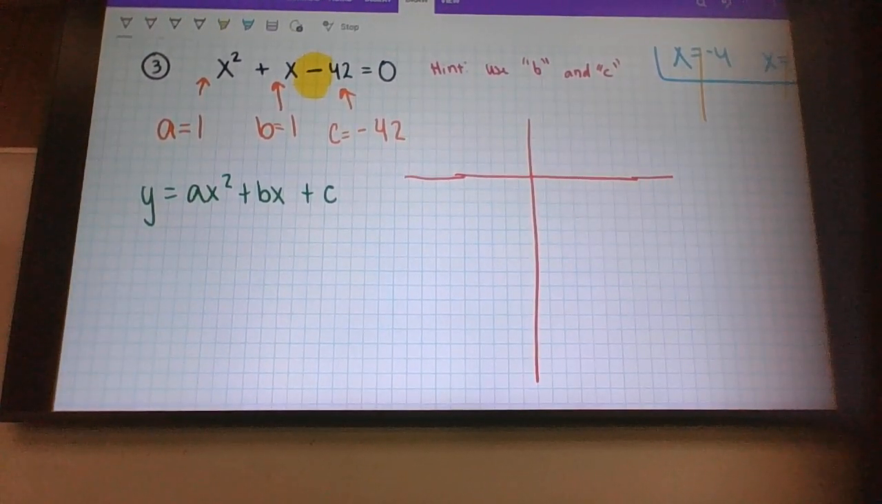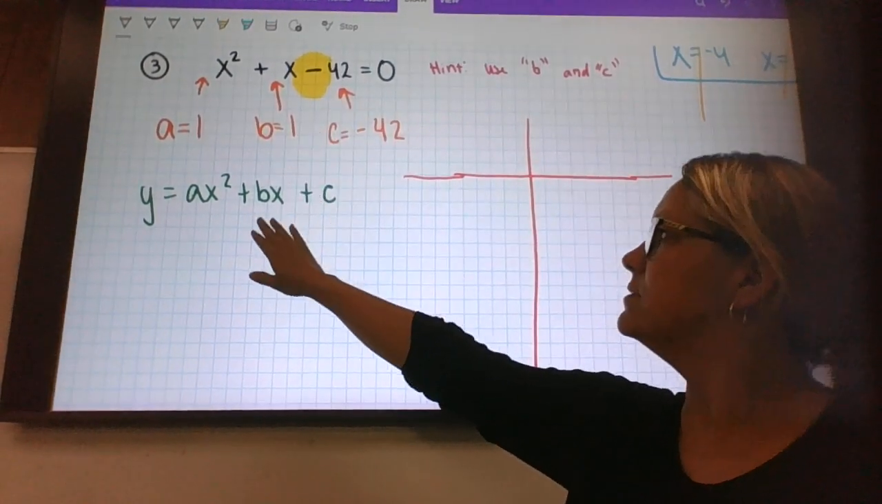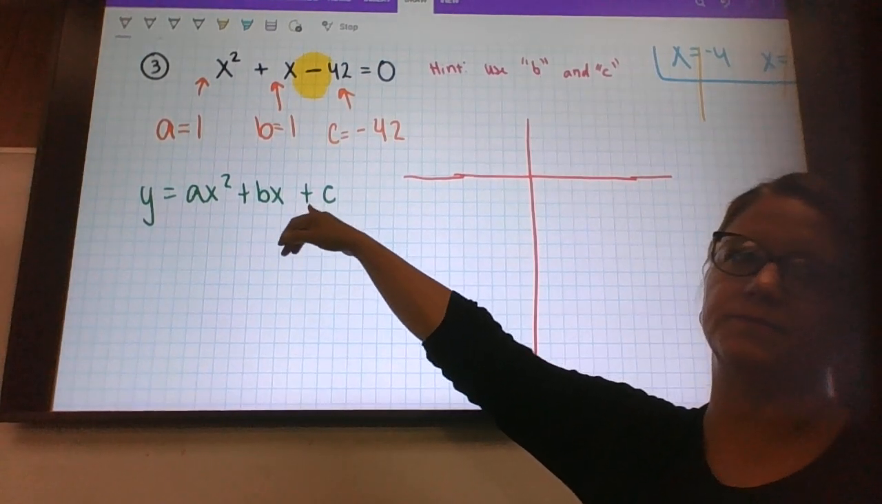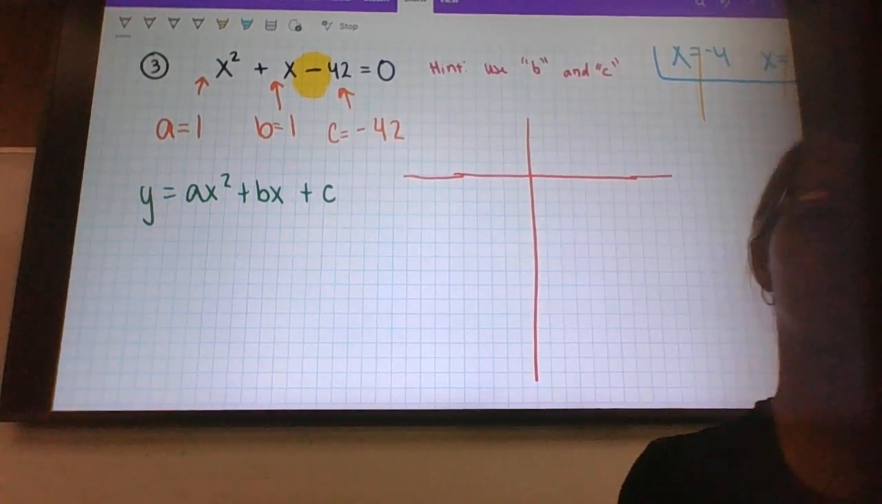It was supposed to start as a minus. No problem. At the bottom, if you plug it in, yeah, that'll turn into it. Yeah, so C is a negative 42.